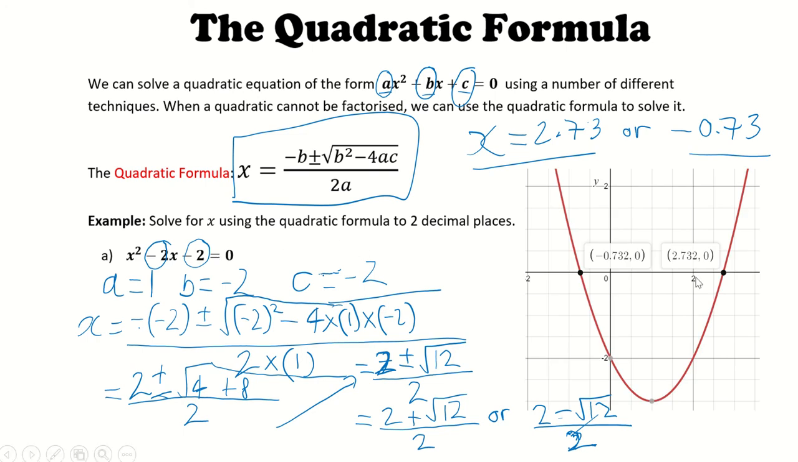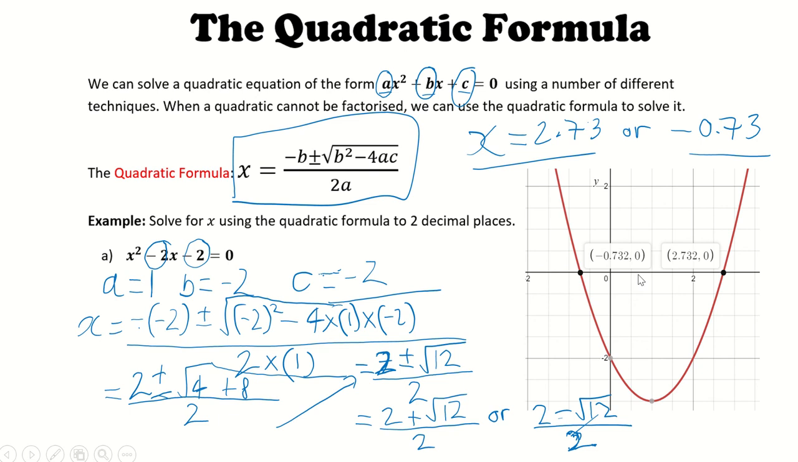And look, even though we couldn't factorize it, it still has values of x, or x-intercepts. So these values of x make this equation true. So 2.73 squared, take 2 lots of 2.73, take 2 is going to give me 0. Likewise with this solution. So these are my two solutions, 2.73 and minus 0.73.